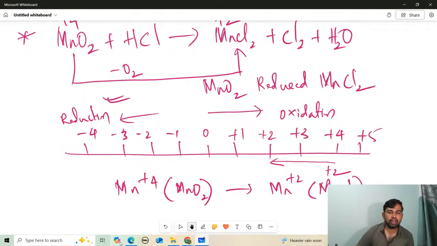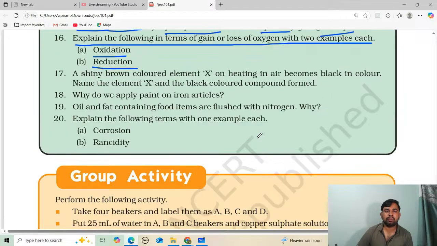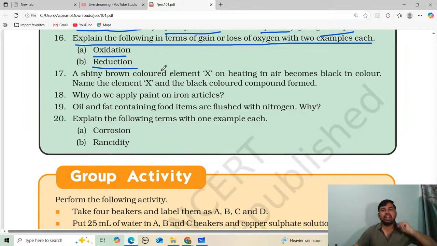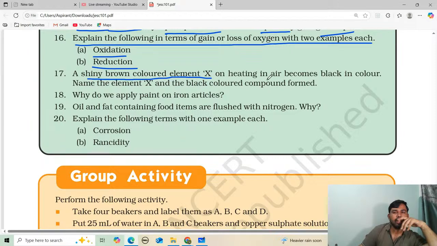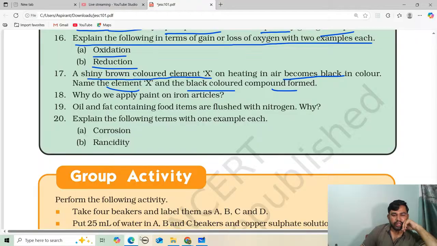This is question number 16. Question number 17: a shiny brown colored element X, on heating in air, becomes black in color. Name the element X and the black colored compound formed. This is an important question actually. We are even given a hint here.